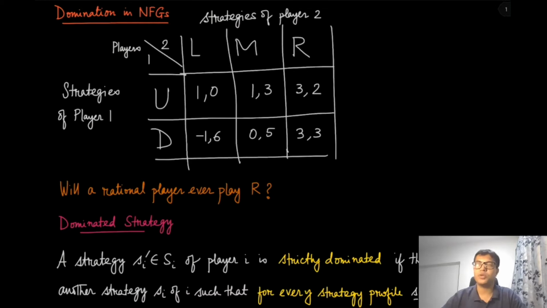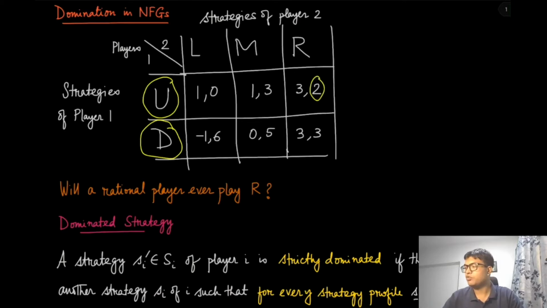So suppose you are player 2 and you are considering playing a strategy like R. Would you ever like to do that? I will try to argue you'll never like to play R. The reason being that if you play R, in both these cases, if player 1 chooses U or the other player chooses D, you get a payoff of 2 and 3 respectively.